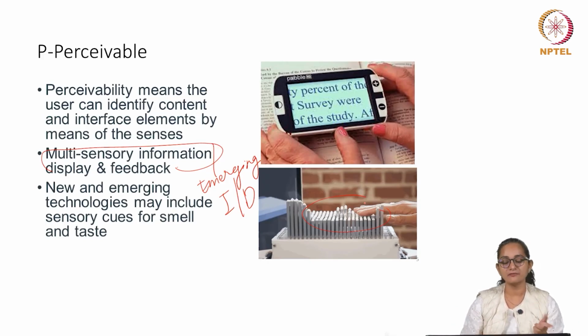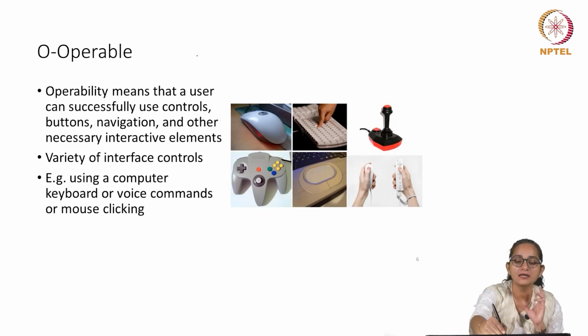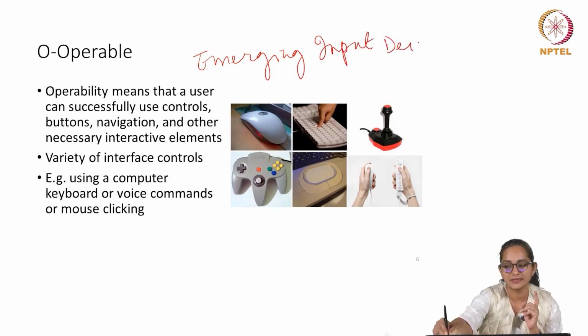Similarly, when we move into the next category, which is operability, operability means that the user can successfully control the system, navigate the system, and use or interact with the buttons or whatever the interactive aspects of the system are. So, in operability, emerging input devices is something which aligns nicely.